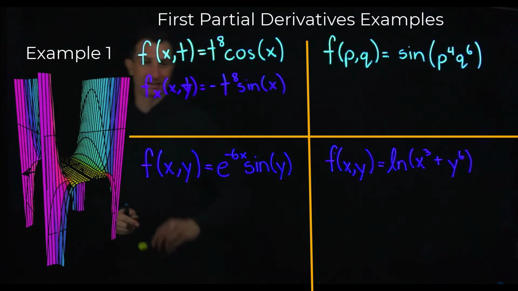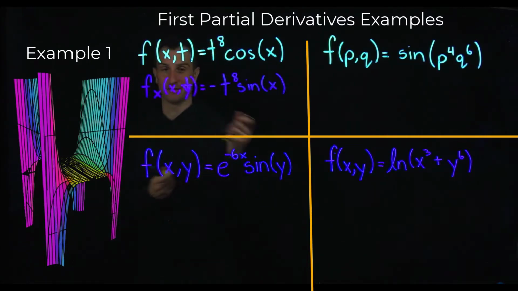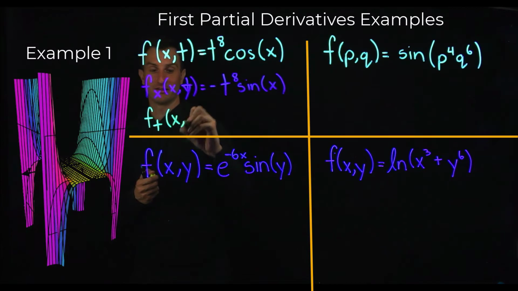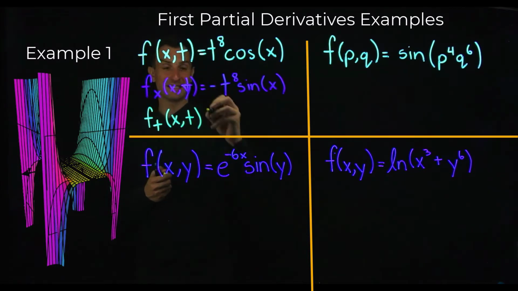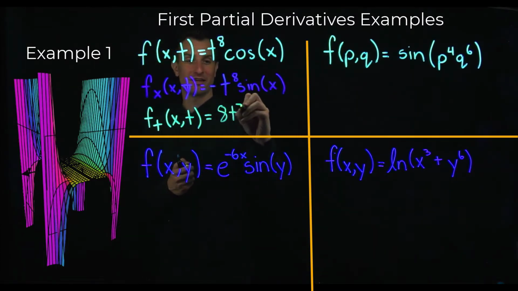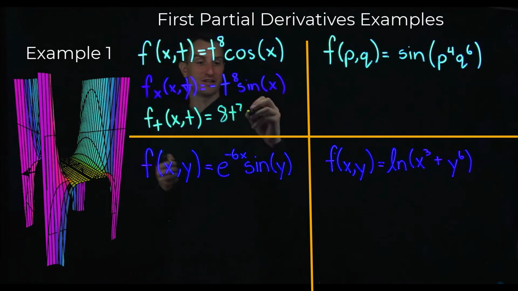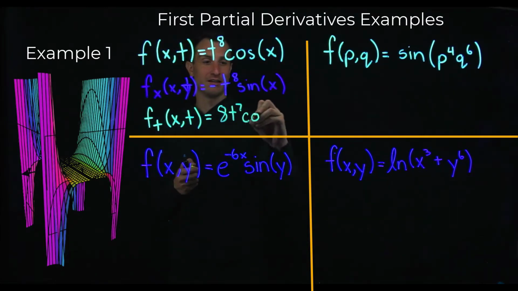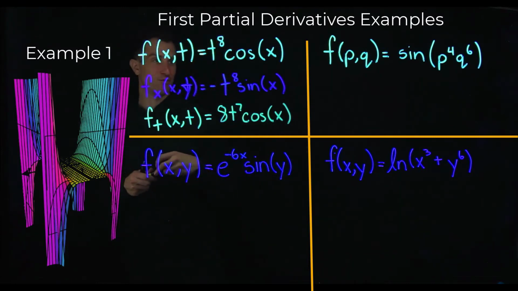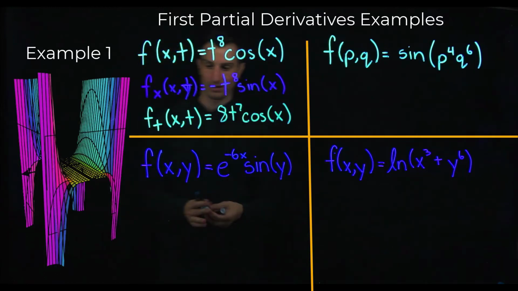Now when we get to our next example, f sub t of x, t, we're treating t as the variable, x as a constant. So the derivative of t to the 8th is 8t to the 7th, and cosine of x, the entire thing, is just a constant that's hanging out at the end. So pause the video if you want to go through that one. Feel free to work on number 2. I will jump into doing number 2.